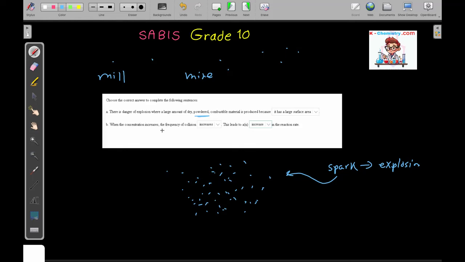So when the concentration increases, the frequency of the collisions increases. This leads to an increase in the reaction rate.